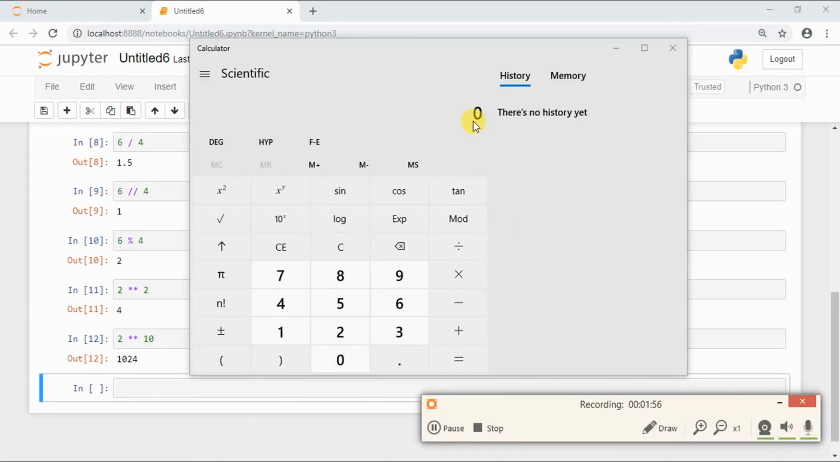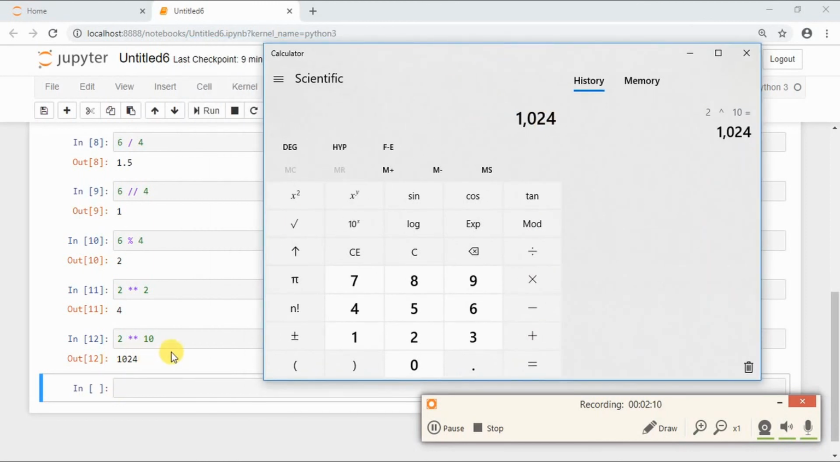So let's check this particular thing on a calculator. Let's say I'm just doing 2 to the power of 10 is equal to 1024, and here we are getting 1024, correct? So this particular operator we are using for 2 to the power of 10. So this is for the power.